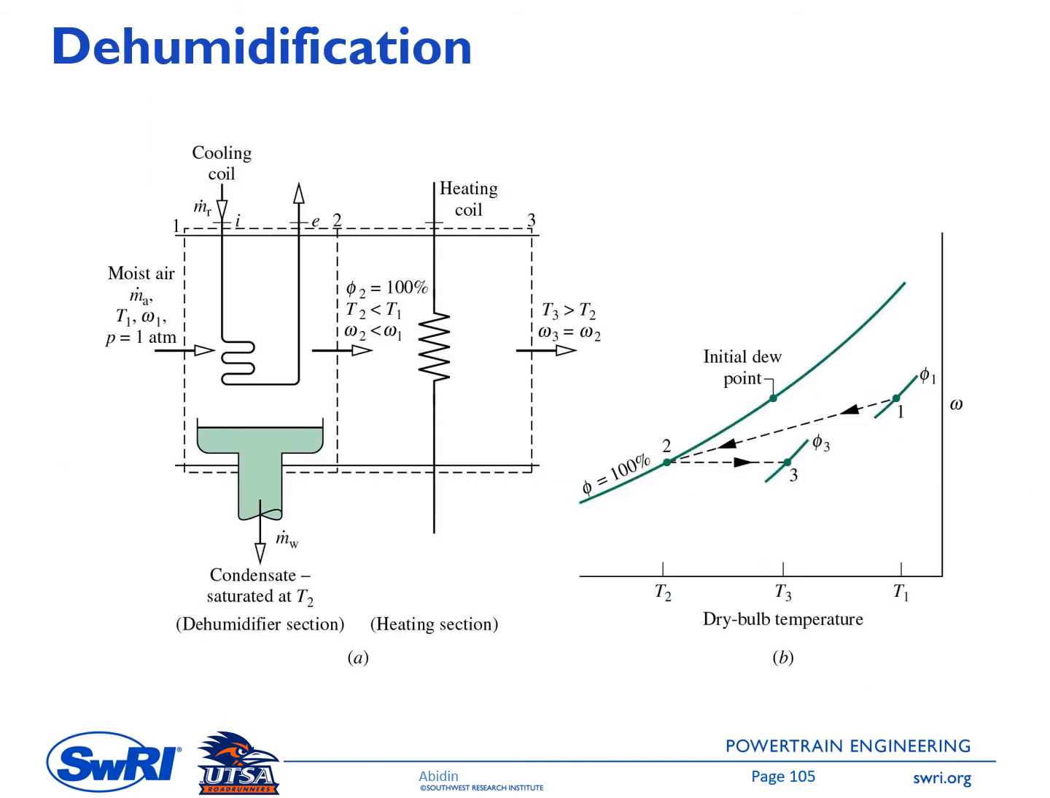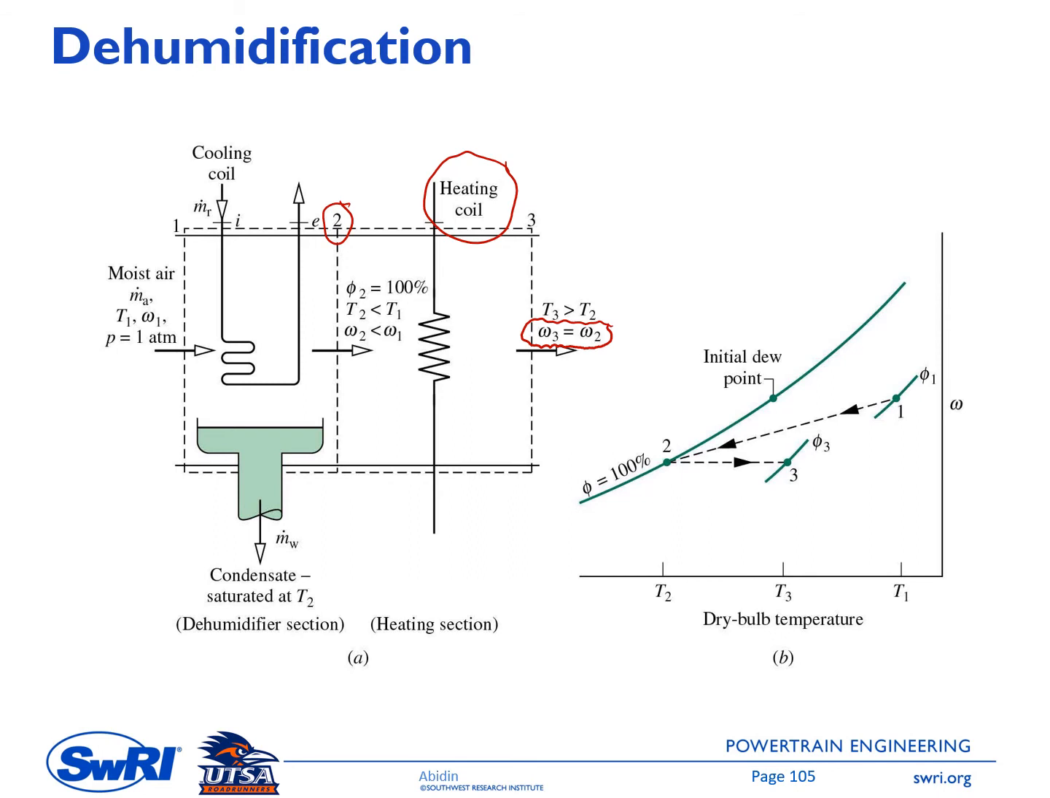This is the modification of the dehumidifier. The temperature at point 2 might be too low to be supplied back to the living room. Therefore, we put a heating coil here that will bring the temperature back to maybe T1 or slightly below T1. From state 2 to state 3, there is no addition or removal of water vapor. Therefore, the humidity ratio stays the same, so omega 3 equals omega 2.